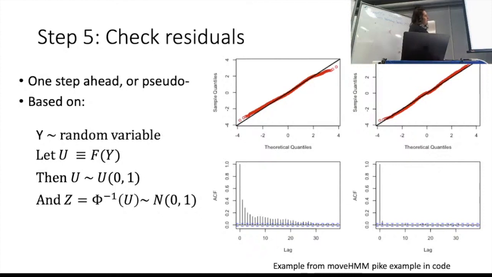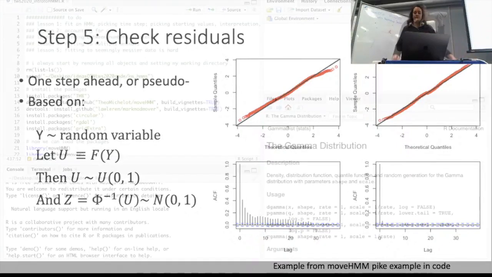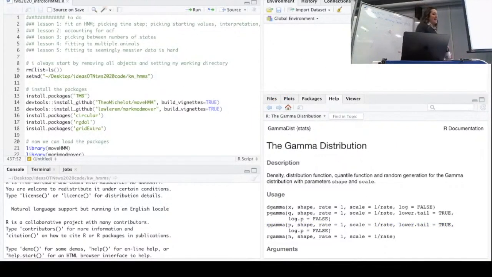And then finally, the fifth step is to check our residuals. And so there are ways to assess model fit. And the way that we typically do this is using something called the one step ahead, and sometimes they're called pseudo-residuals as well. And you don't really need to worry about that, but I put it up just as an example. But just like regular residuals, you can get stuff like QQ plots, and you can look at autocorrelation and other kinds of diagnostics.